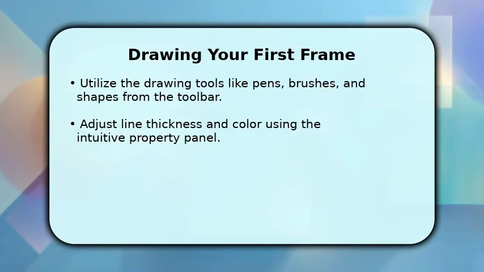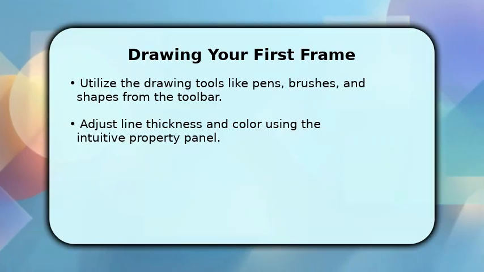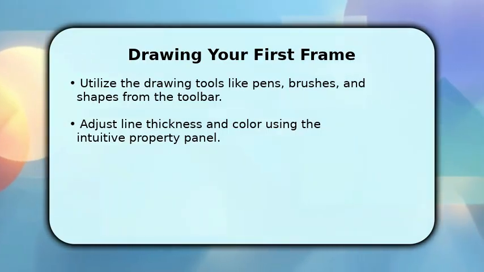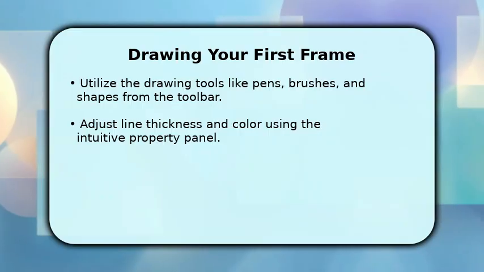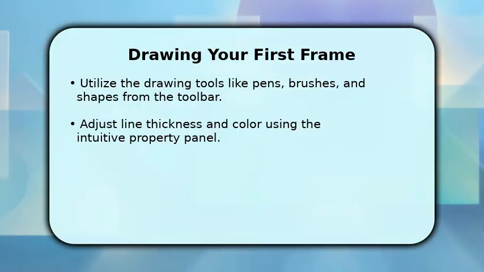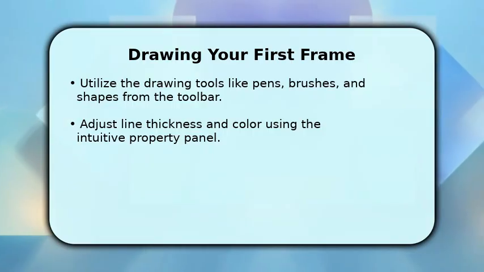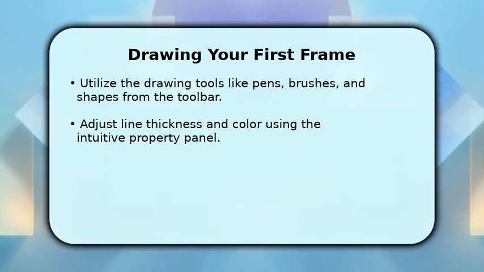Now, let's dive into drawing your first frame. On the left side, you'll find a comprehensive toolbar featuring various drawing instruments such as pens, brushes, and geometric shapes. Experiment with these to create your initial character or background elements. Remember to use the property panel, usually located on the right, to fine-tune details like line thickness, color, and opacity. This precision allows for detailed and expressive artwork, setting the foundation for your animation.